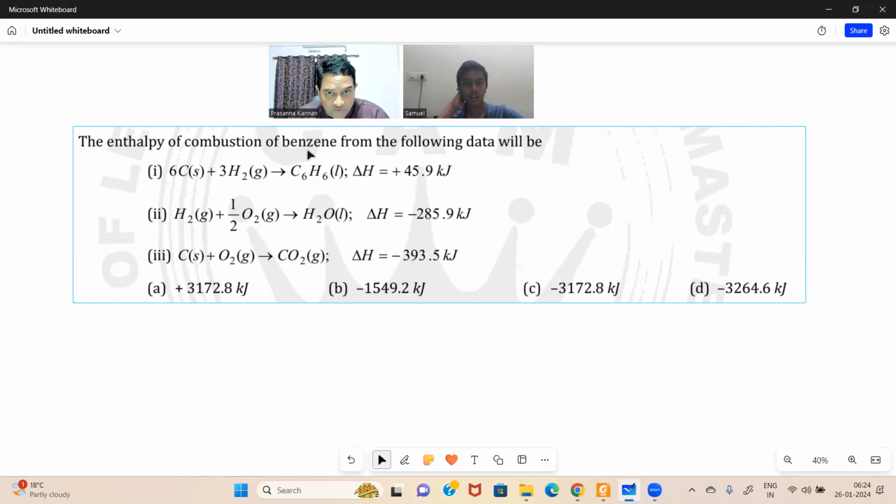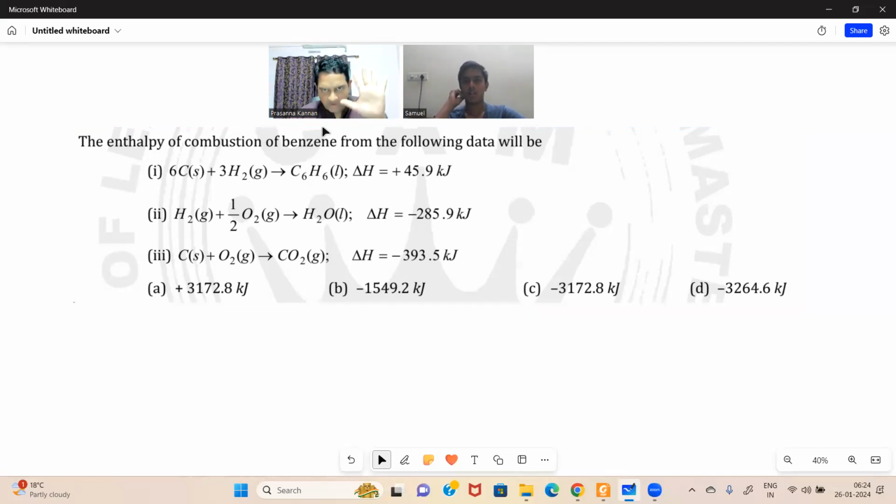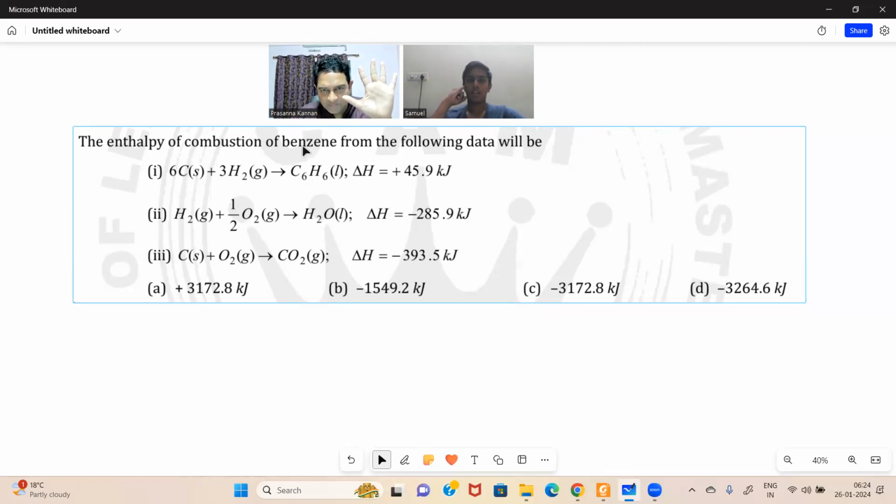If I say combustion of benzene, what does that mean? Burning benzene in oxygen. Repeat that 5 times. Combustion of benzene means burning benzene in oxygen.